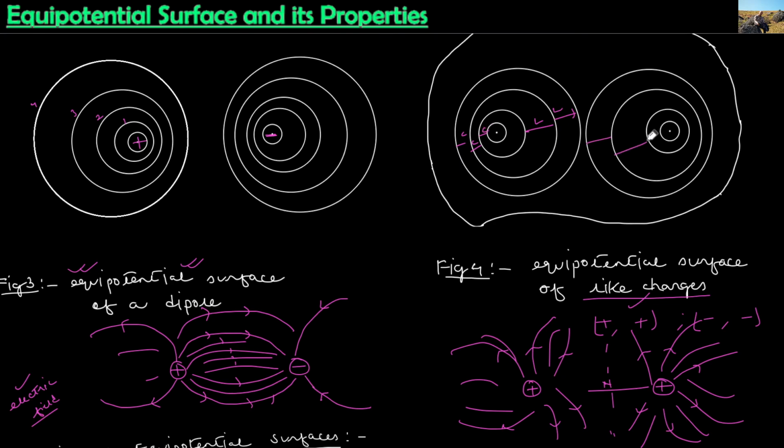Over here it is largely spaced. Over here it will be closely spaced. Okay? Closely spaced. Largely spaced. So these are systems for one. This will be for the representation of equipotential surface for like charge.